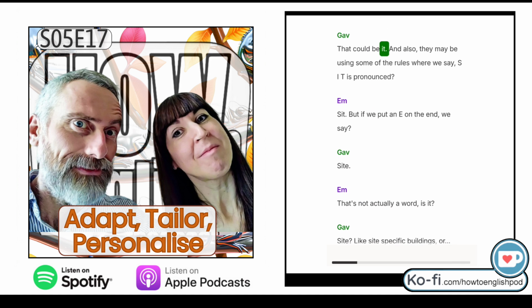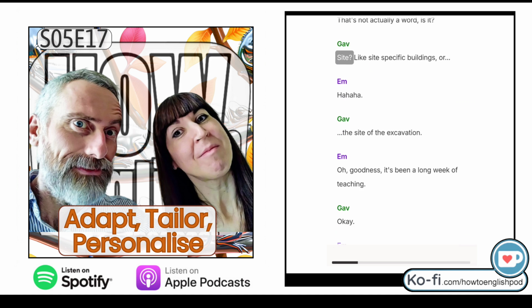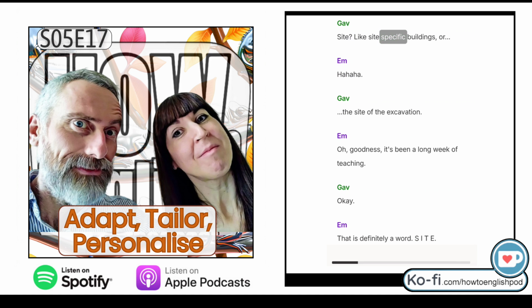That could be it. And also, they may be using some of the rules where we say S-I-T is pronounced sit. But if we put an E on the end, we say sight. That's not actually a word, is it? Sight, like site-specific buildings or the site of the excavation. Oh, site. Goodness. It's been a long week at teaching. Okay. That is definitely a word. S-I-T-E. Definitely a word. I was thinking S-I-G-H-T and then got confused.